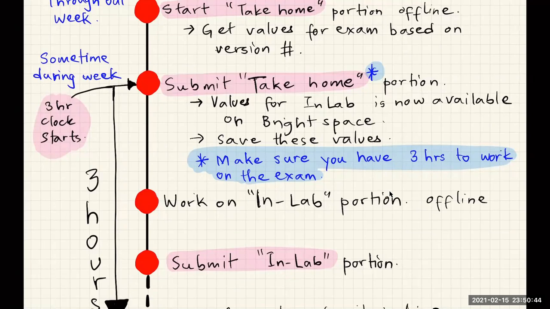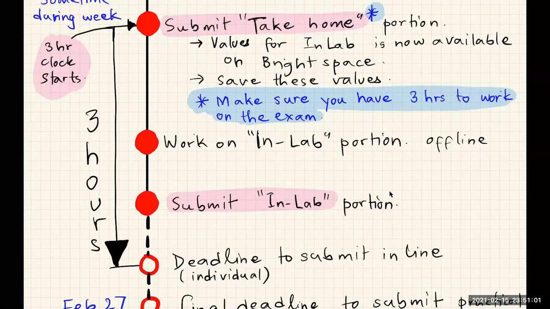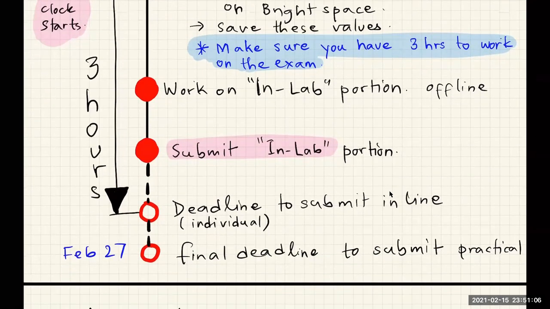Now, also, when you submit the take-home portion, you will get the necessary unique values and circuit networks for you to complete the in-lab portion of the exam. Okay. So like I said, you'll have 3 hours to work on the in-lab portion once you submit the take-home, and then you can submit it again on Brightspace. You can be offline for the duration of the exam, but you only need to get onto Brightspace to submit the exam.